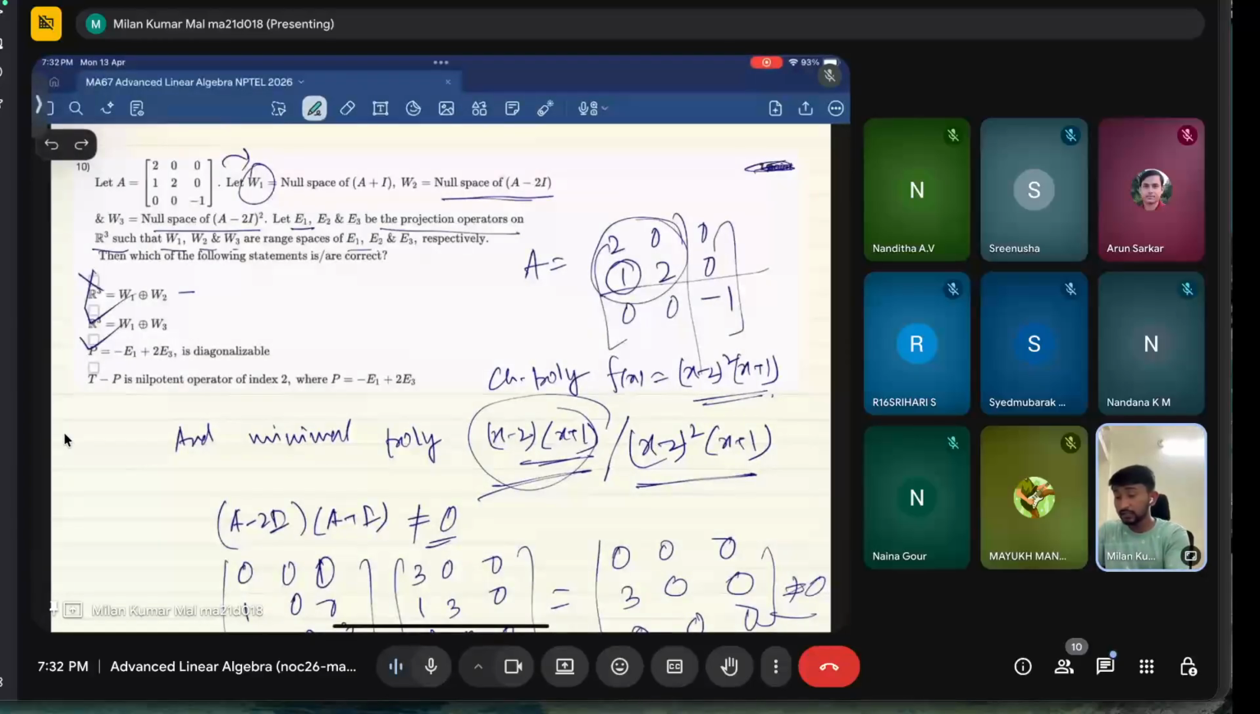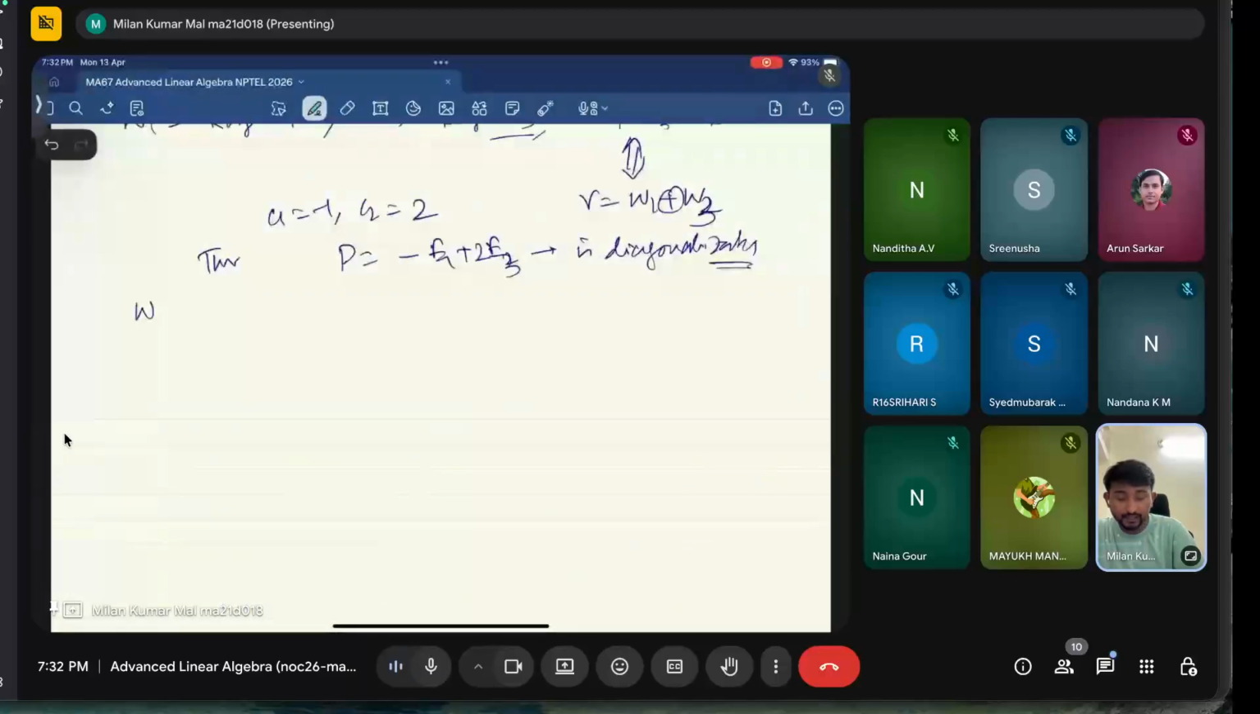So T can be written as follows. Now we know what E1, E2, E3 are. We have seen an interesting fact here: E1 plus E3 equals the identity operator, and correspondingly the direct sum of their range spaces is V.